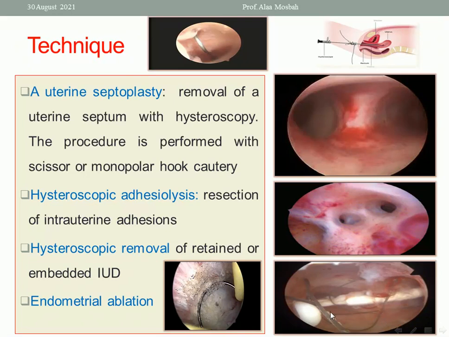Also, I can use hysteroscopy to remove a retained or embedded IUD, as in this picture. This is the IUD. Also, in this picture, this is an IUD retained inside the uterus and embedded. I can remove it by hysteroscopy. Also, through hysteroscopy, I can do endometrial resection in cases with abnormal uterine bleeding after exclusion of malignancy. Like in this picture, this is endometrial resection using a resectoscope.